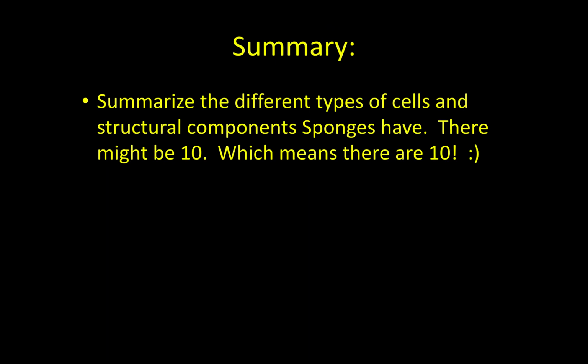All right, so your job is to summarize. It says summarize the different types of cells and structural components sponges have. There might be 10, which means there really are 10. You should have 10. I labeled them out for you. You should have 10 structures. Some of them are cells that are making up our sponges. We are going to talk and review these structures in great detail come the next time I see you. So make sure you have all this information.